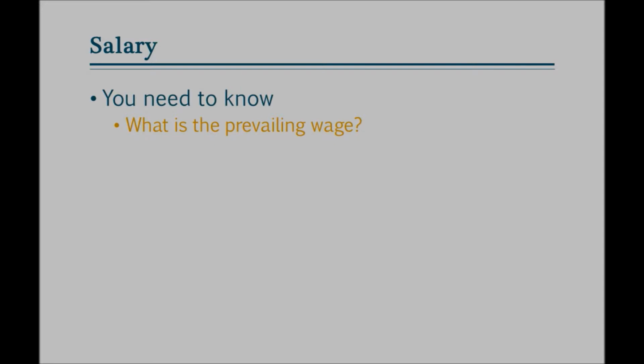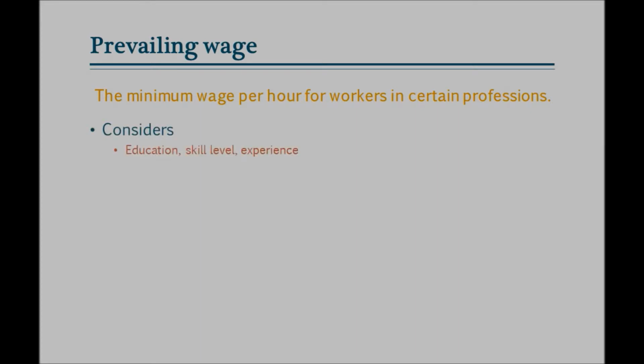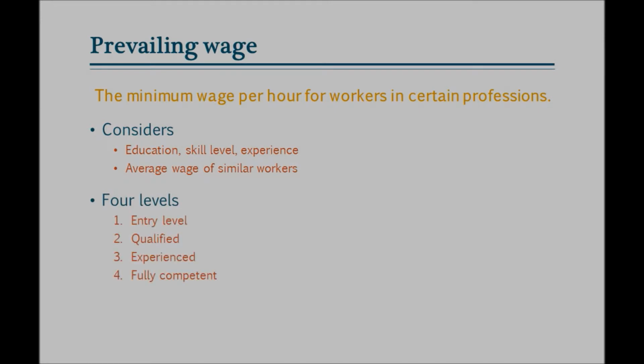In the United States, workers on an H-1, H-2, or E-3 visa must be paid at least the prevailing wage of that occupation. To set the prevailing wage, the U.S. Department of Labor considers education, skill level, and experience. They also investigate how much others in the field make and calculate the average wage of workers employed in a similar area. These factors help to determine the 4 levels of prevailing wage. Entry level is first, followed by qualified, then experienced, and finally fully competent.